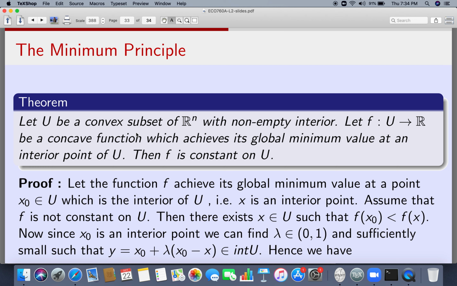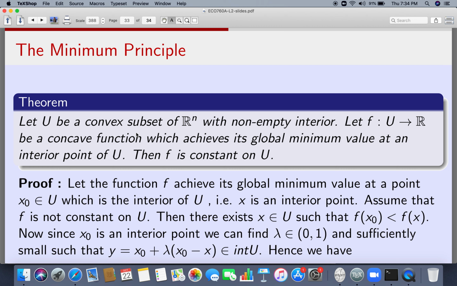So it's kind of a closed set, possibly a set with a boundary and everything inside. So consider a concave function and assume that it achieves the global minimum value at an interior point of U. If it does so, then f is constant on U.